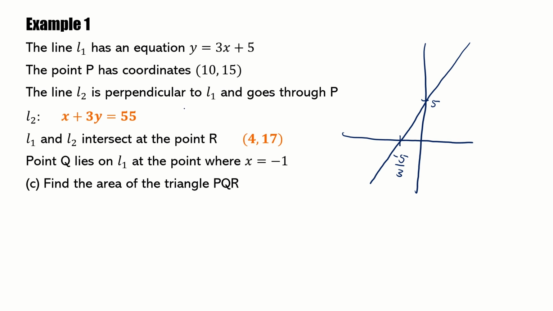And then we've got a second line, L2, which is perpendicular to this line, but goes through the coordinates 10, 15. So if we say 10, 15 is, I don't know, let's say it's over there, then L2 is a line that's perpendicular to L1. Horrendous drawing of a line. It doesn't matter.